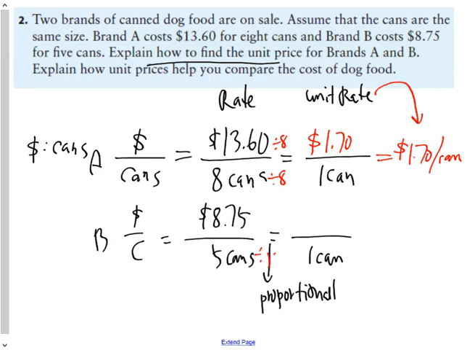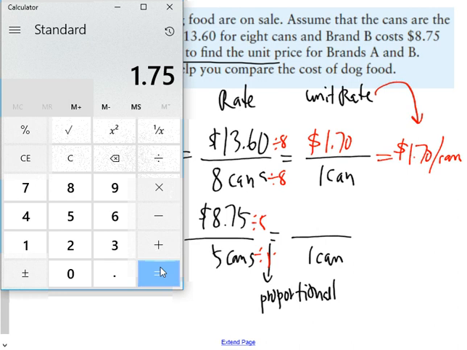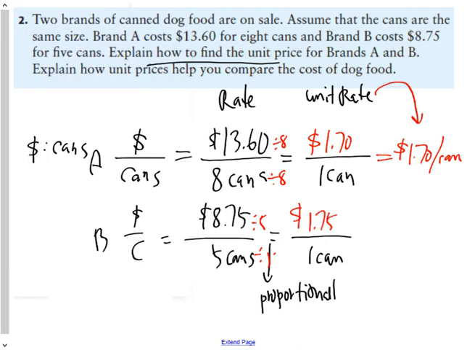And the second one, if I divide both by 5, $8.75 divided by 5 would mean that each can in this particular group is $1.75 per can. And therefore, the best deal is the first one, because per can it's a nickel cheaper.